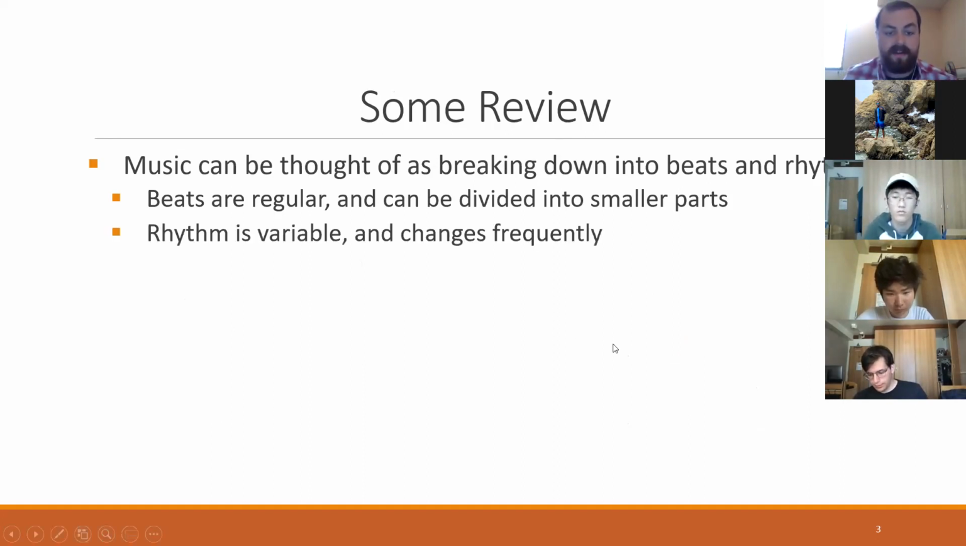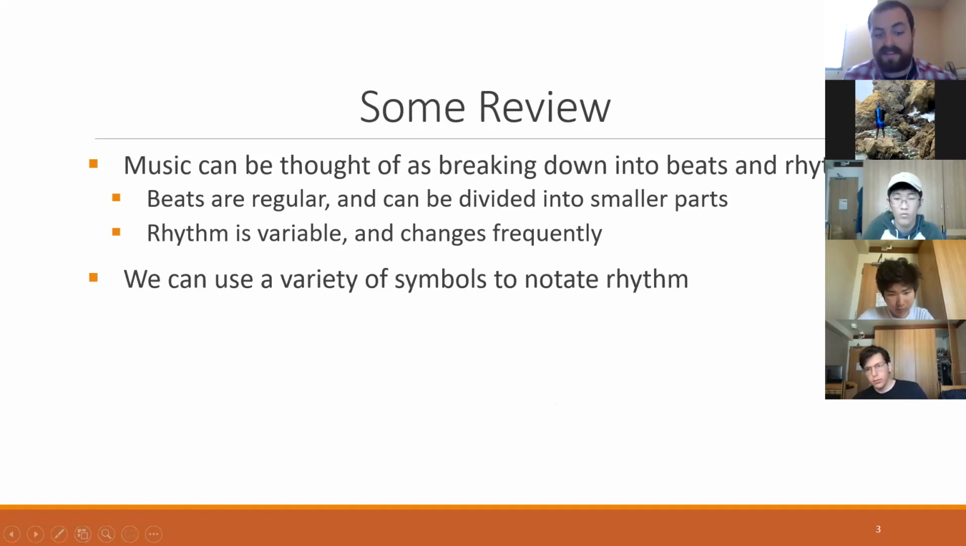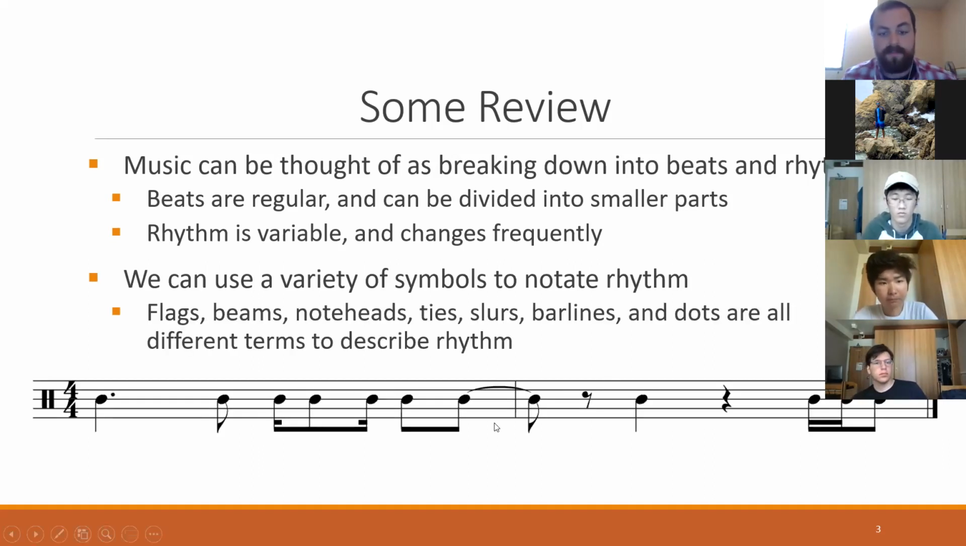What people play is rhythm. Rhythm is variable and changes frequently. That's what makes music interesting. So rhythm happens in relationship to the beat. We can use a variety of symbols to notate rhythm, and we already saw some of these. So beyond just looking at notes on their own, we talked about flags, beams, the note heads of course, the dots, ties versus slurs, bar lines, and dots. And these are all different terms to describe rhythm. It's just a way to give us a toolbox to write down what we would be hearing in a piece of music.